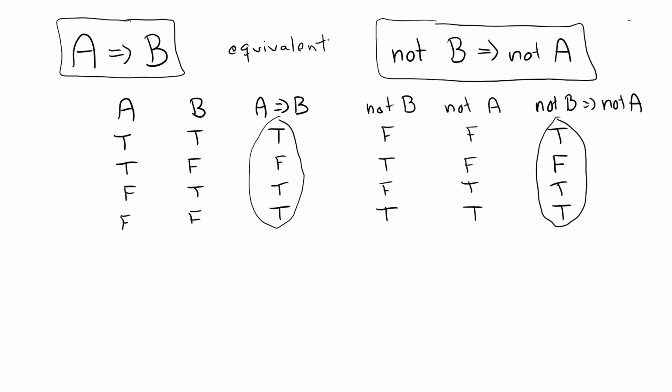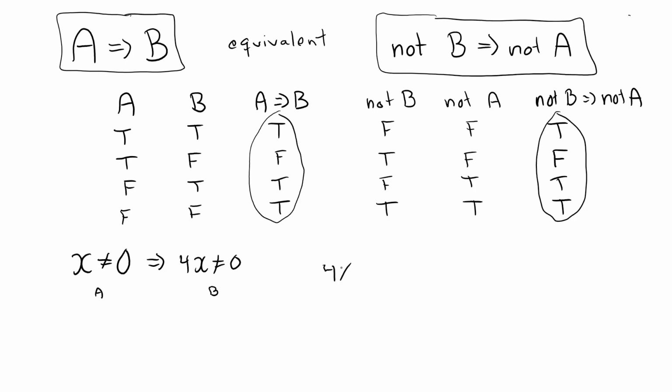When we prove that A implies B, by proving that not B implies not A, we say that we do a proof by contrapositive. Here is a simple example. The statement x not equal to 0 implies 4x is not equal to 0. To prove this, we formulate the contrapositive. 4x is equal to 0 implies x is equal to 0. This is trivial to prove. We simply divide both sides of the hypothesis by 4, giving us x is equal to 0, which is an equivalent predicate.